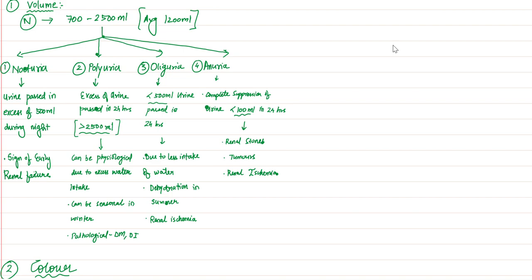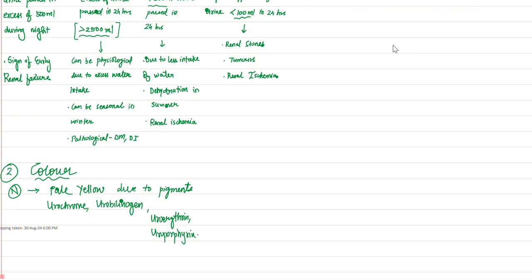It can be physiological due to excess water intake, seasonal in the winter, or pathological due to diabetes mellitus or diabetes insipidus. Oliguria means less than 500 ml urine passed in 24 hours. It can be due to less intake of water, dehydration in summer, or renal ischemia. Anuria means complete suppression of urine, less than 100 ml in 24 hours. It can be due to renal stones, tumors, renal ischemia, or anything else which causes obstruction.